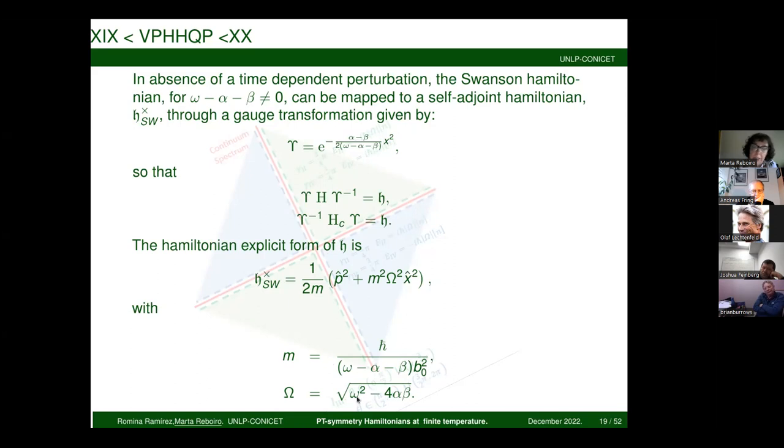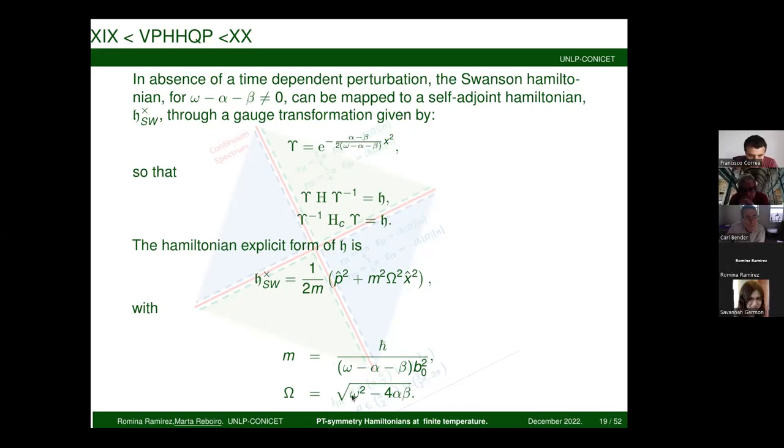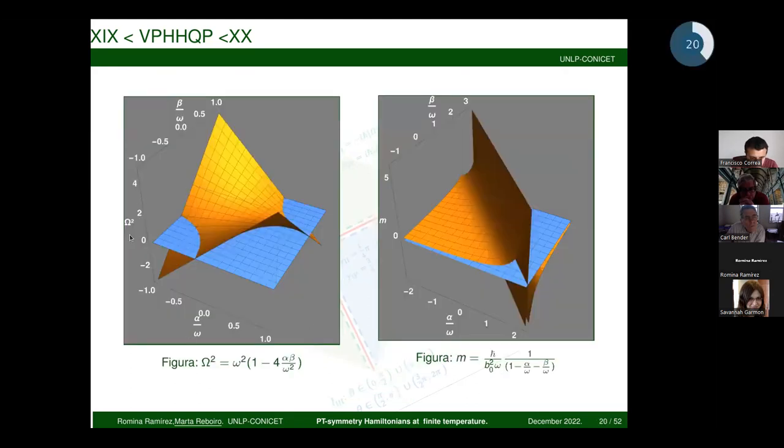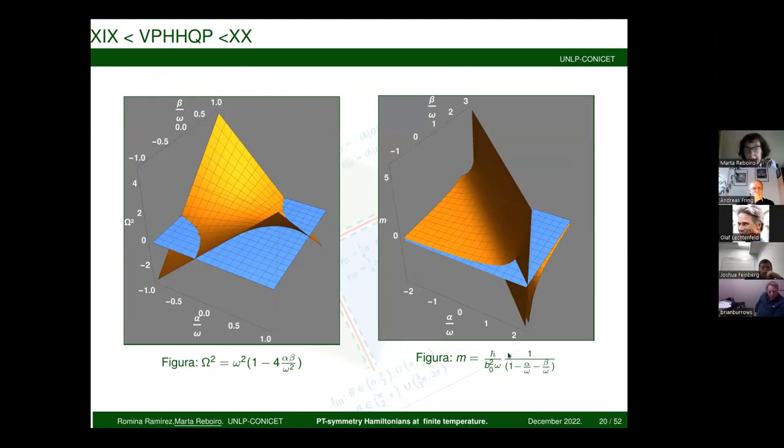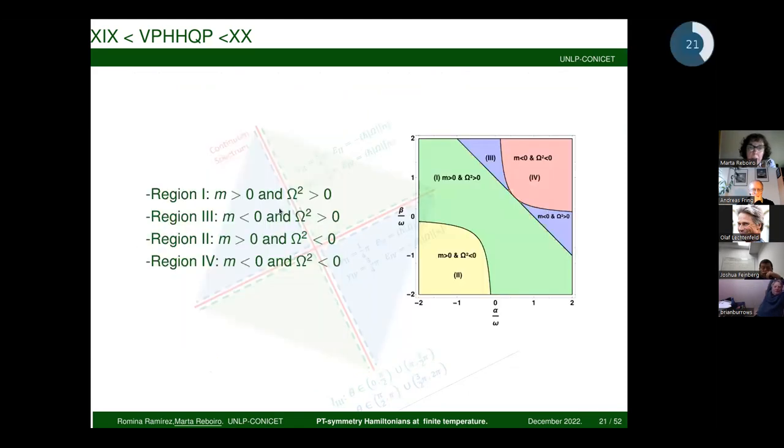and the frequency now is given by the square root of this expression. So in terms of beta and alpha, omega squared can be positive or negative, and the effective mass can be positive or negative. We shall work in the region of positive mass. Well, this is a brief of the results of the regions in terms of beta and alpha.